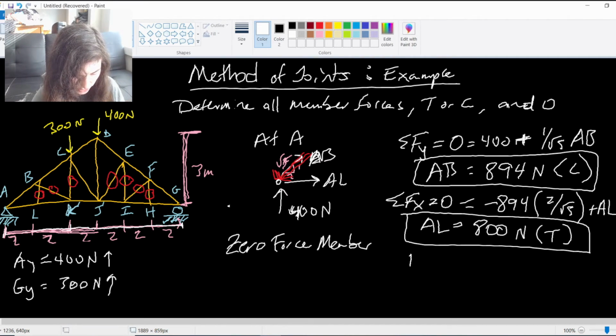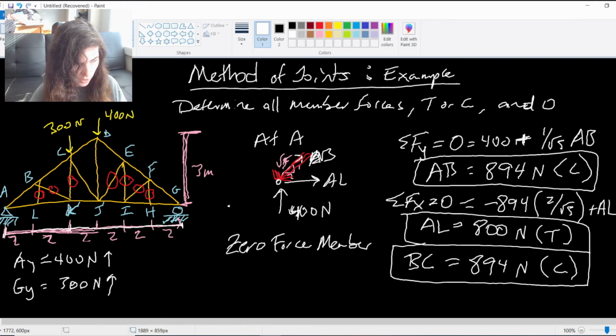So by deduction, I don't even have to set up a free body diagram for point B. I can just say, well, BC has to be equal to AB. They have to be exactly the same to be in equilibrium. And I can say the same thing for LK, right? AL and LK have to be the exact same. Right, these 2 meet at this point here, at joint L. Don't need a free body diagram for L.